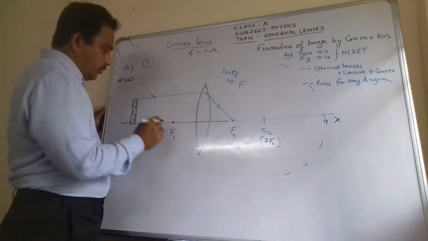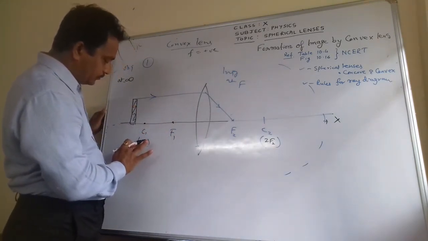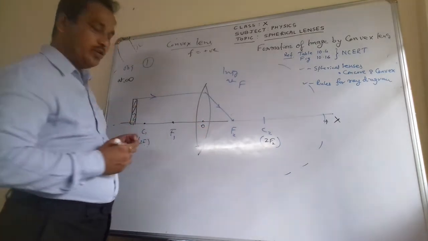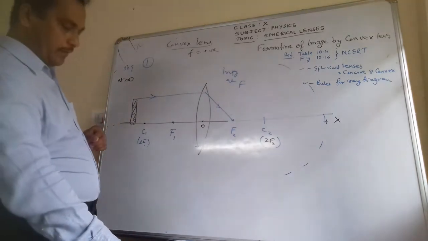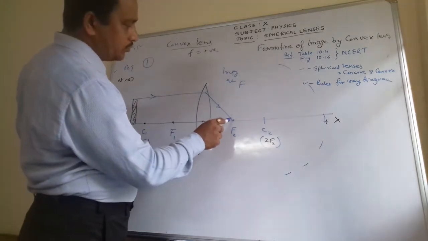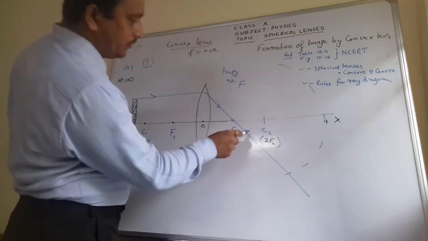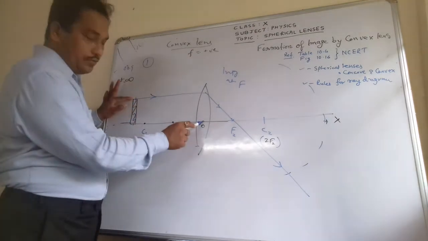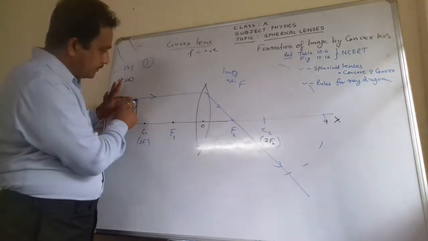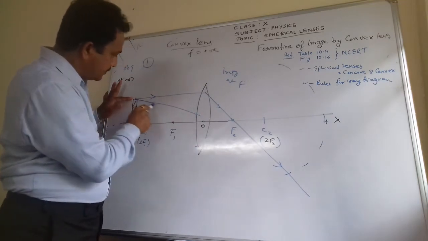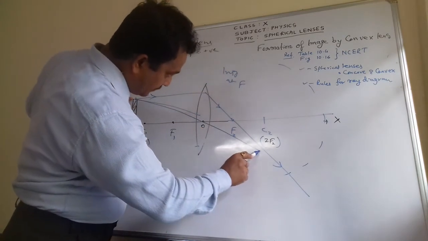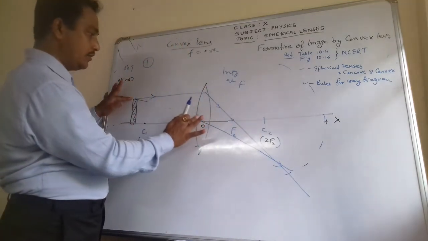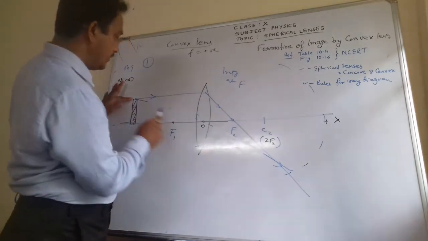Now what is the other rule? Any ray passing through the optic center passes through it without any deviation. You are aware of it, so we will apply that also. This is the first one: a ray parallel to the principal axis passes through the focus. This is one ray, and similarly for the other one, from the tip of the object you will draw the line passing through the optic center. You can draw a straight line by using a scale or ruler.